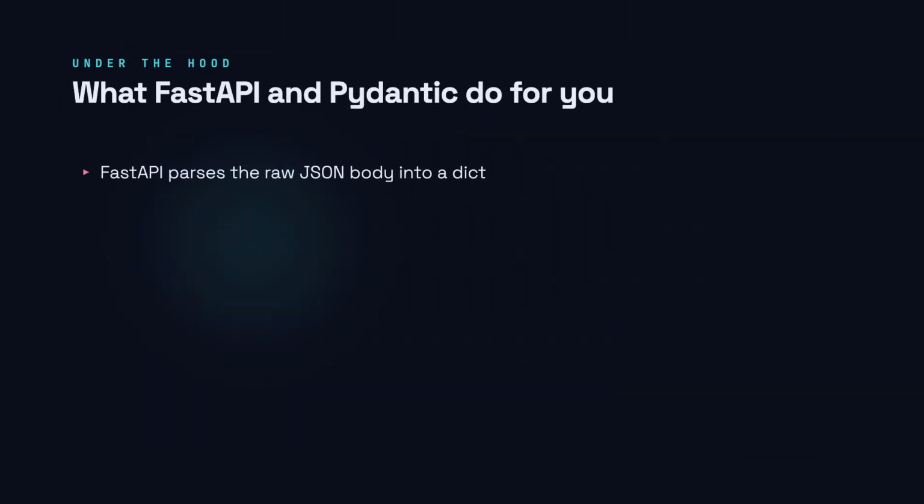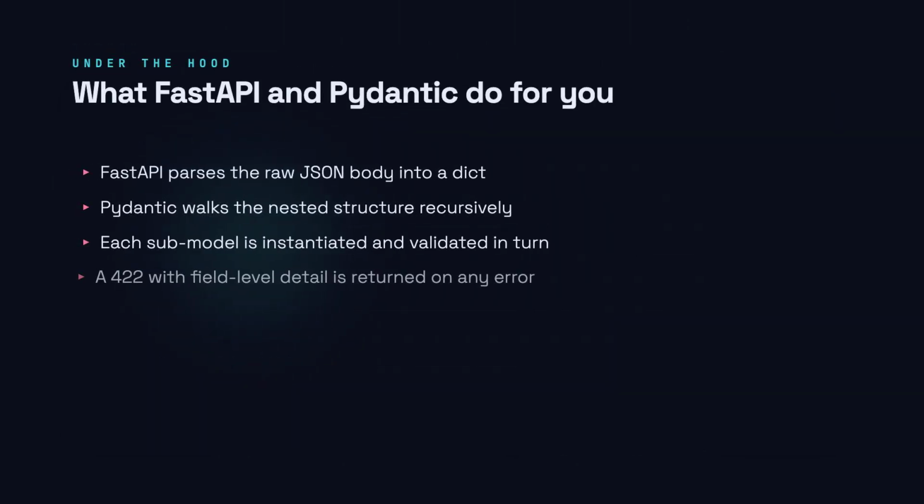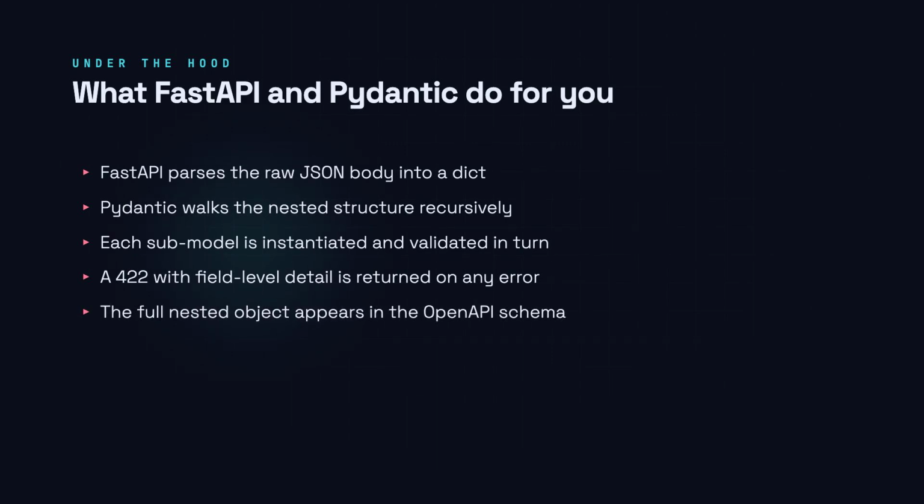When a request arrives, FastAPI reads the raw JSON and hands the resulting dictionary to Pydantic. Pydantic does not just check the top-level fields, it recursively instantiates each nested model in turn, running every validator along the way. If the postcode is missing, or a quantity is 0, Pydantic returns a 422 unprocessable entity response that names the exact field path that failed, like items.0.quantity. Your OpenAPI docs also reflect the full nested shape automatically, so clients know exactly what to send.